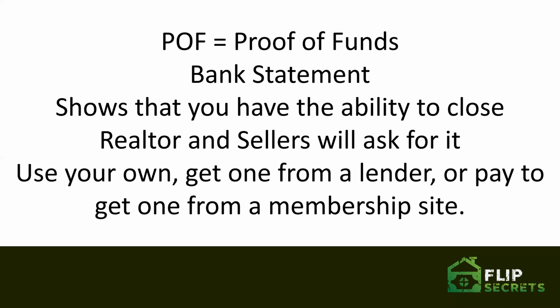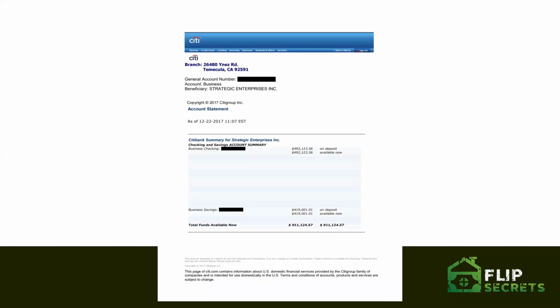You can get one from a lender, or you can pay to get one from a membership site. There are membership sites out there that charge $600 a year for them to send you a new one every month. This is what it looks like. I've seen some of my competitors using things like this, and so this might be what it looks like when it's sent out to the real estate agent or sent out to the seller as part of our offer.